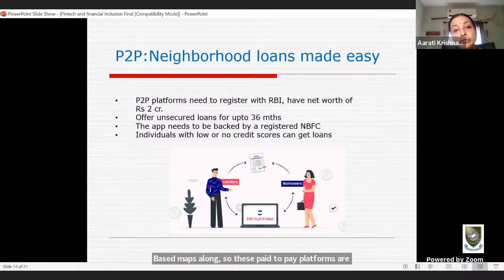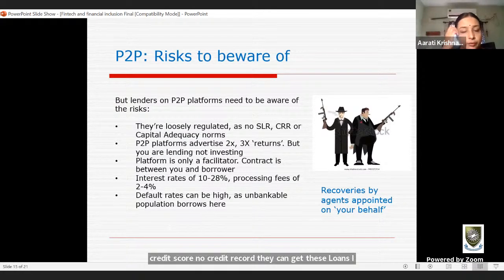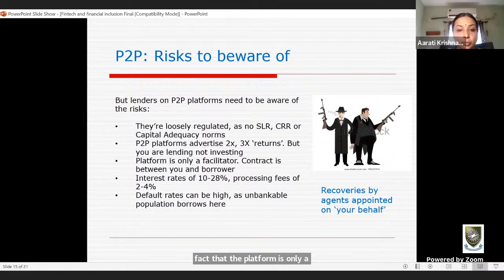So even people with no credit score, no credit record, can get these loans. I know a lot of young people who lend on these platforms because they offer high interest rates. Often these platforms advertise saying you can make 2 times or 3 times the interest rate that banks offer on FDs. But you should remember that these are very risky endeavors because you're actually lending to a stranger, and the platform is only a facilitator. The contract is between you and the borrower.